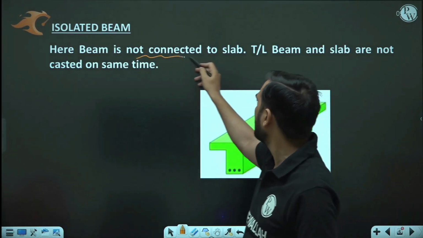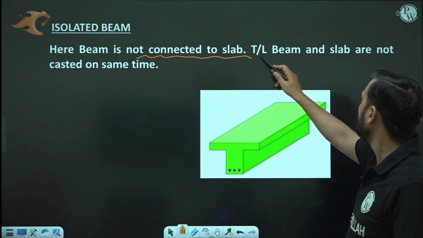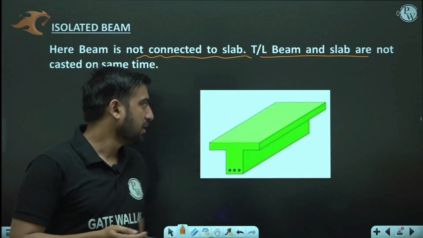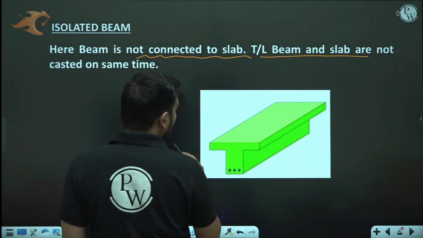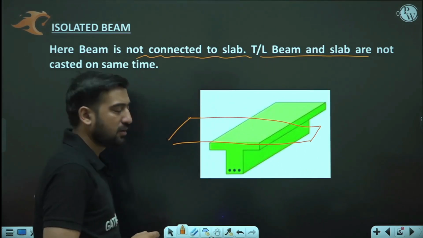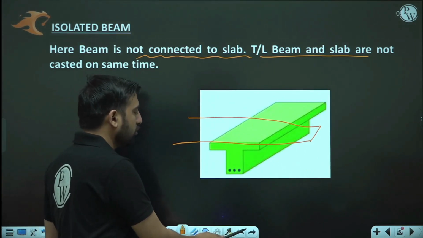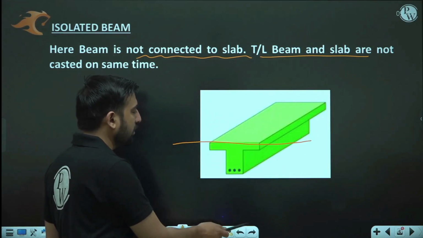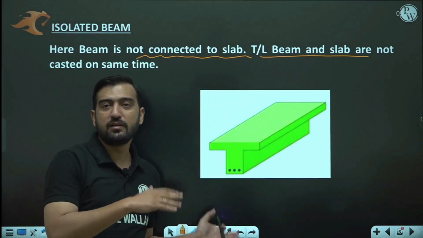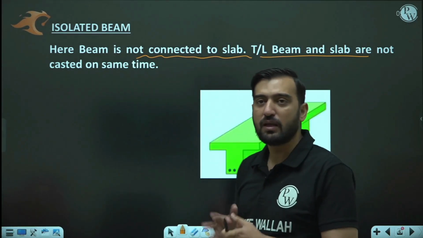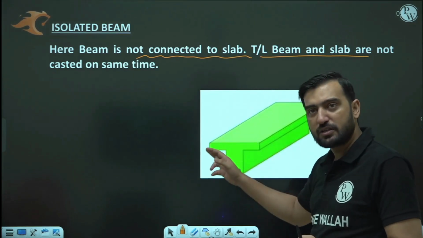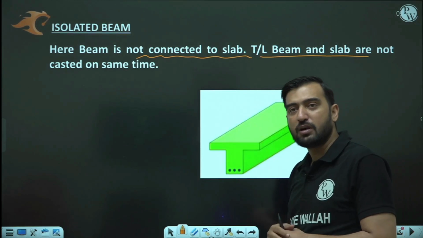If you are looking at the isolated beam, here the beam is not connected to the slab. The T beam or L beam and the slab are not casted at the same time. For example, if this is your T beam, only after that are you going to cast your slab over there. Are you getting it or not? So it is isolated from its surrounding, from its slab or from some other structure. The entire portion is constructed once. After that we are going to cast the slab over there.